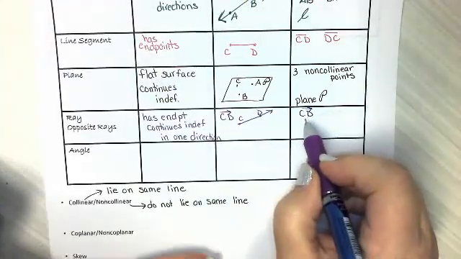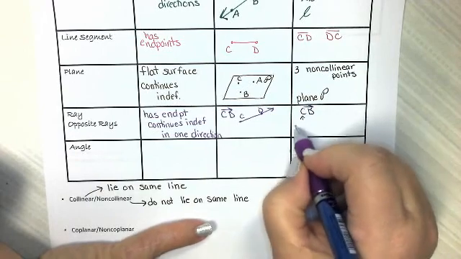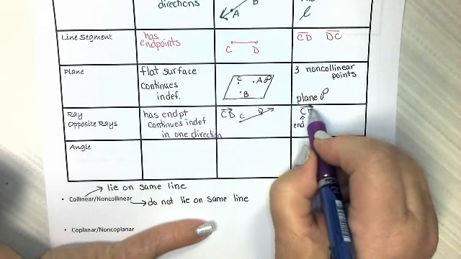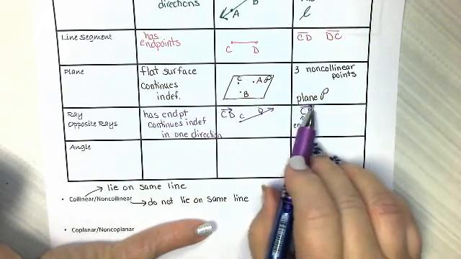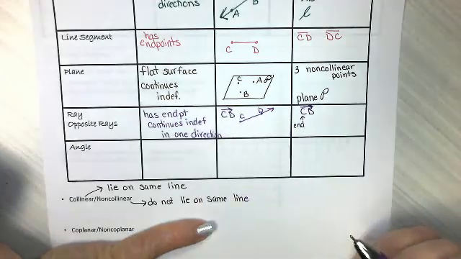Now this one, it does matter what order you put the letters in. The end point has to go first, and then it goes through point D. And the symbol on top is always this arrow facing this direction, no matter which way your actual picture is facing.